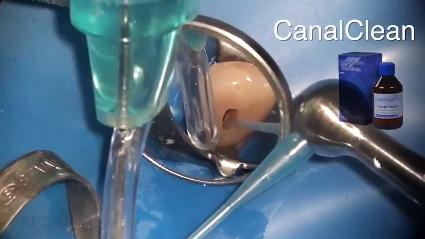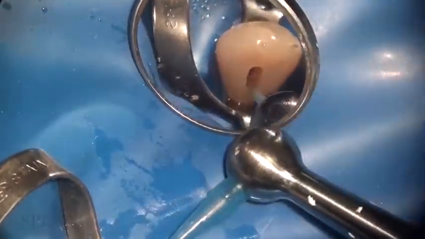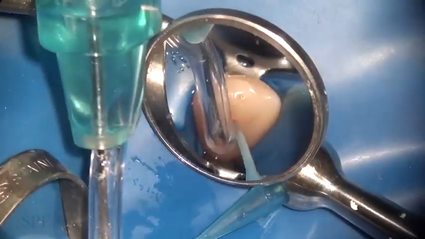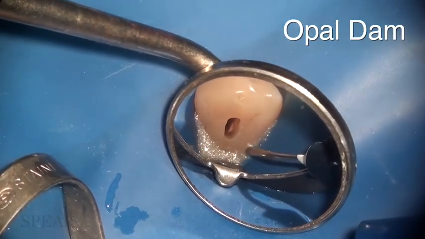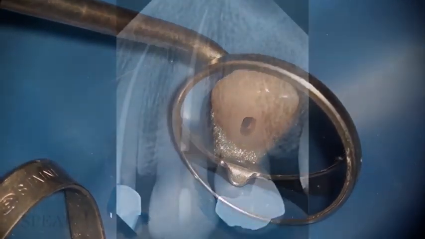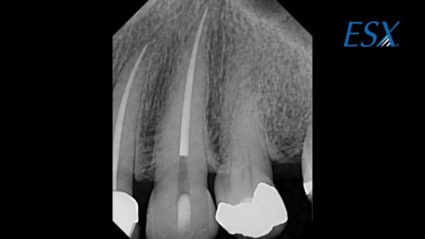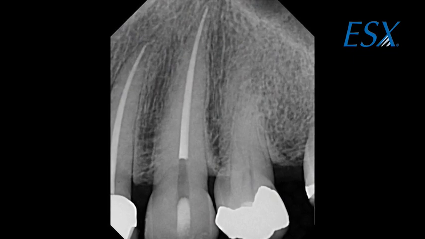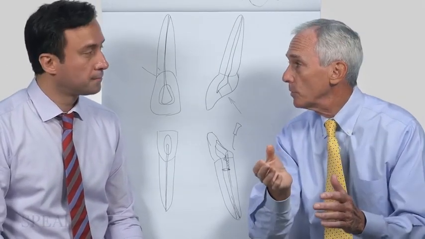Here I'm putting now a little bit of canal clean in the root. This is the protocol that I use, a little bit of canal clean at the beginning. It helps me do a little bit of exploration. And I then use this Opal Dam material to get my secondary isolation. This was a case that was done with ESX, and this is the final result. Of course, we don't go through the instrumentation or obturation here, but this is just the way it came out. It shows the access preparation up on top, and it shows the access opening being very minimal, but adequate to accomplish what you needed to do.